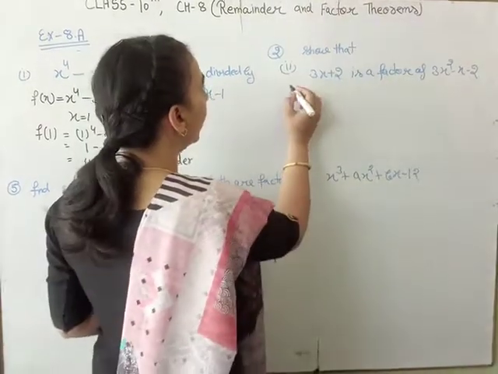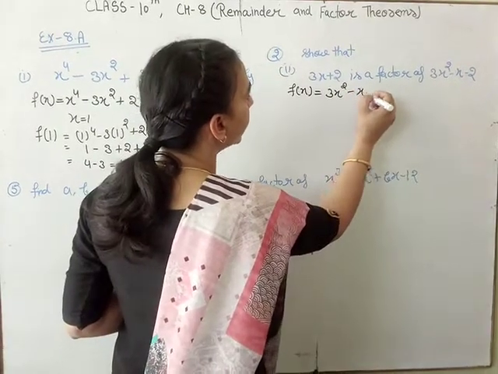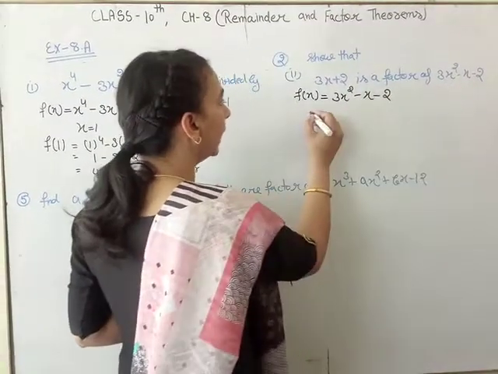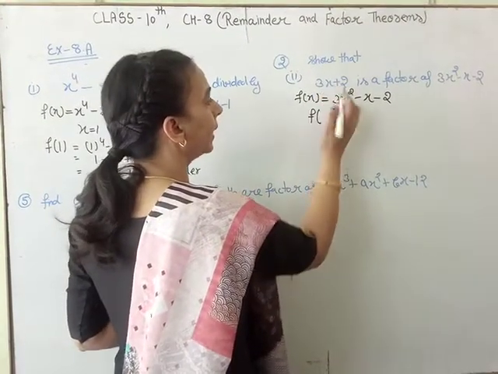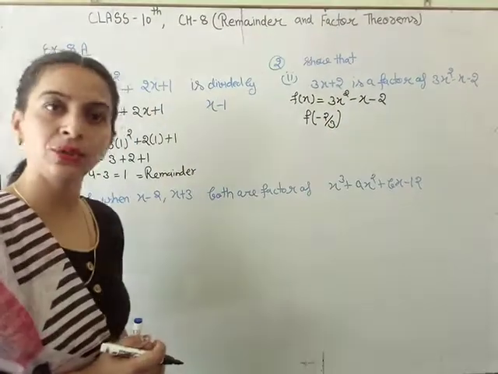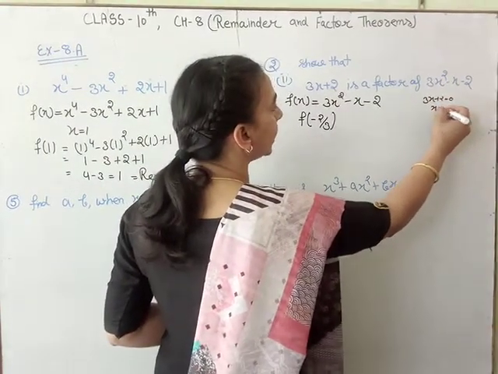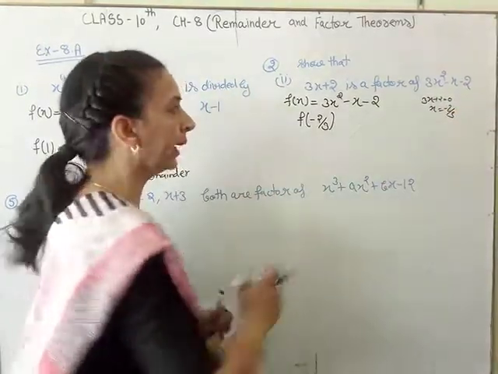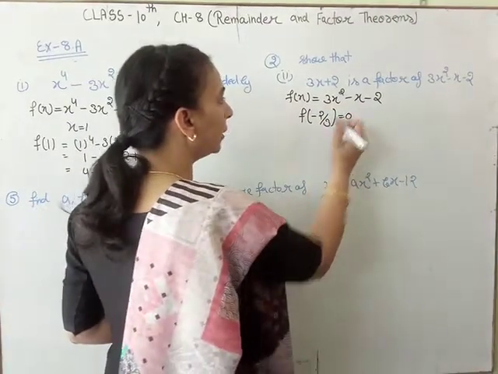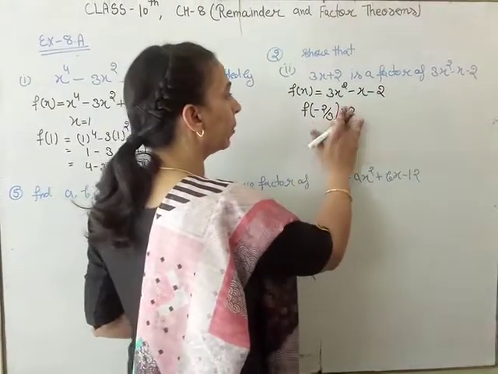Remainder equal to 0. First we write f of x equal to 3x square minus x minus 2. If this is a factor of this expression, then in place of x we write minus 2 by 3. We take 3x plus 2 equal to 0, then x equals minus 2 by 3. Okay student? So in place of x we write minus 2 by 3. If this equals 0, then this is a factor of the expression. Now we have to show that this equals 0.